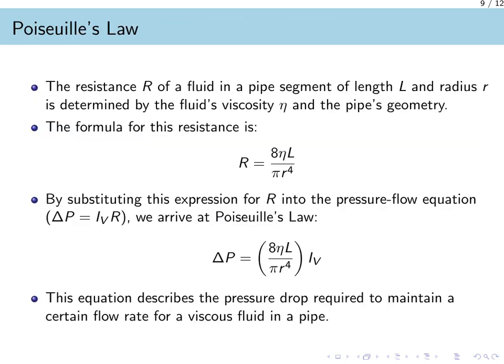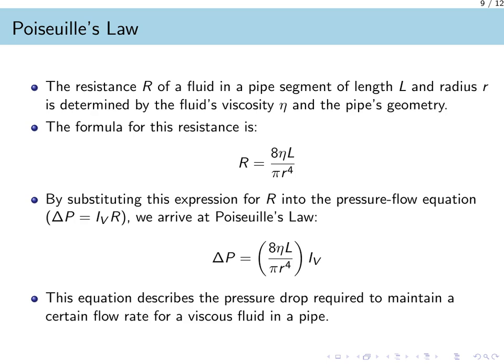Now we can combine our general pressure-flow relationship with the specific factors that determine resistance. This leads to a very important result known as Poiseuille's law, which quantitatively describes viscous fluid flow in a pipe. The resistance, R, of a fluid flowing through a pipe depends directly on the fluid's viscosity, which is represented by the Greek letter eta, and the length of the pipe, L.